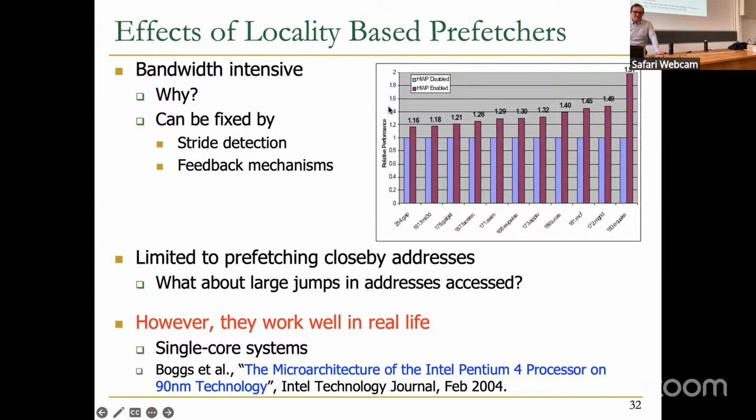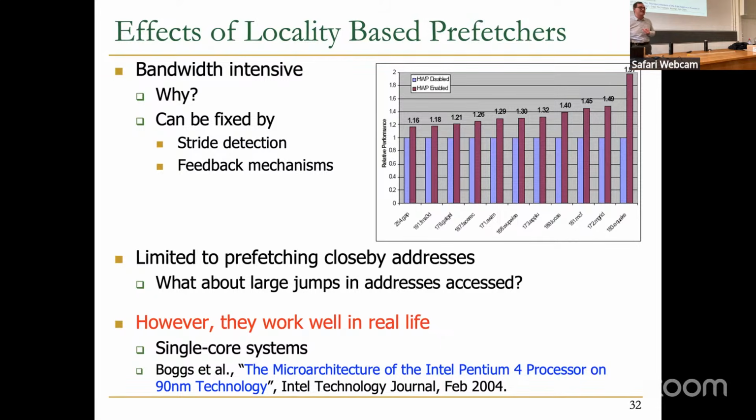So the downsides of these prefetchers are multiple. One is they're very bandwidth intensive because you need to prefetch a lot. There are mechanisms to reduce that bandwidth intensity. People have developed prefetch filtering mechanisms, for example. Feedback mechanisms can also help. That's why we developed feedback-directed prefetching, which we will talk about later on. Stride detection can help. You can eliminate some of the prefetches if there's a stride that you can detect. But if you cannot find something regular, this prefetcher actually works well.